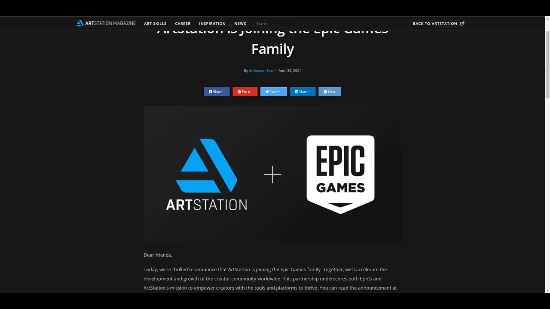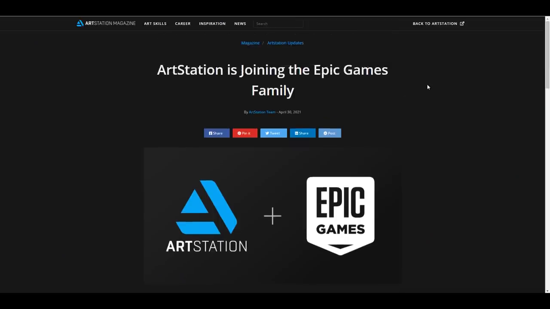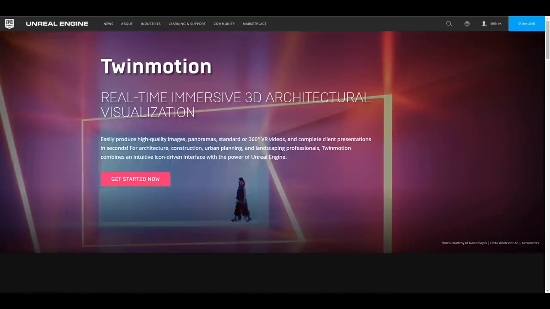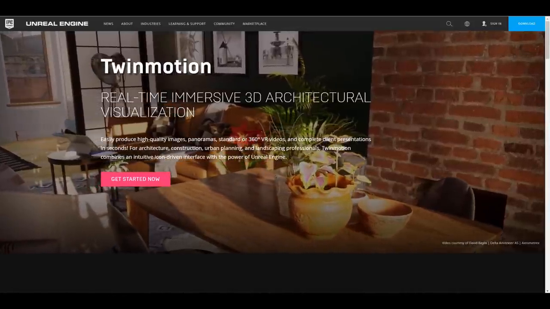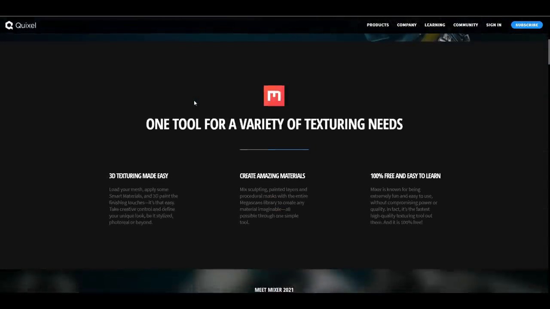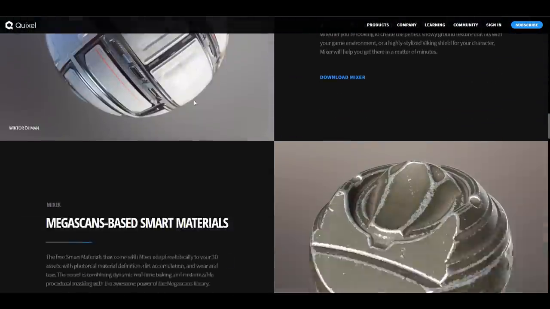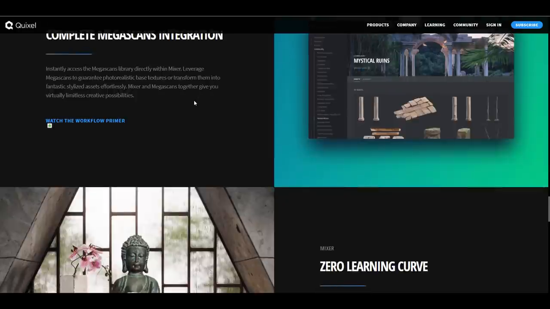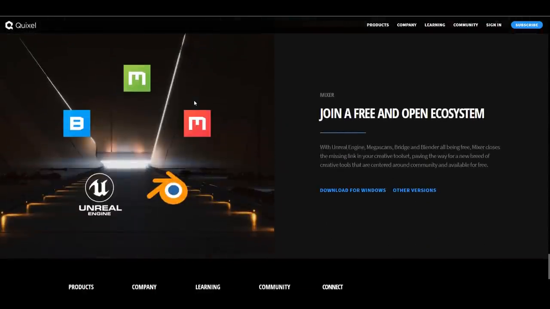But the whole idea here is we have Artstation, a place that people can buy stuff and showcase their stuff, owned by Epic Games. We've already seen Twinmotion, an architectural visualization tool that artists can use to visualize their stuff in real time. We've seen the Quixel Mixer, which is a 3D texturing tool that artists can use to texture. And of course, this is also having an ever-growing development. And we've just talked about that. And that is also pretty, pretty nice.